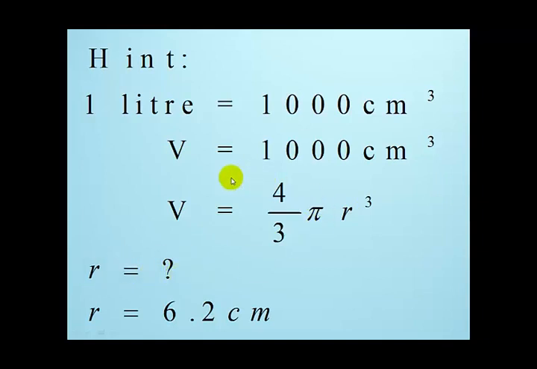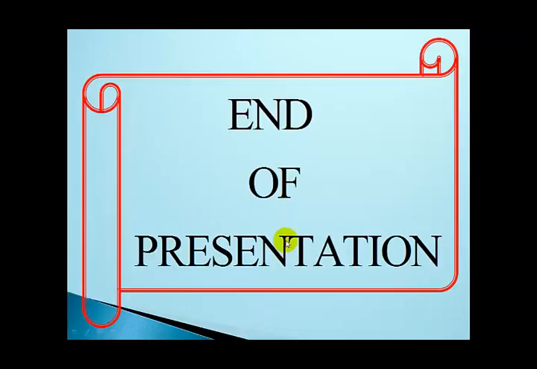Now what we are going to do here is to make r the subject by the principle behind change of subject, from the formula V equals 4 over 3 pi r cube. After making r the subject, you now substitute the volume, that is 1000 centimeters cube, and the pi, that is 22/7, and the radius is supposed to give you 6.2 centimeters. This is the end of the presentation.